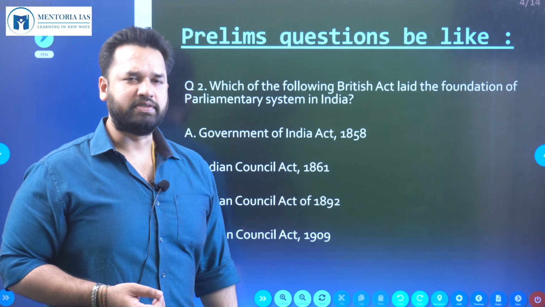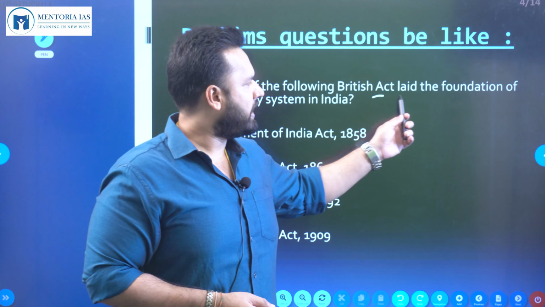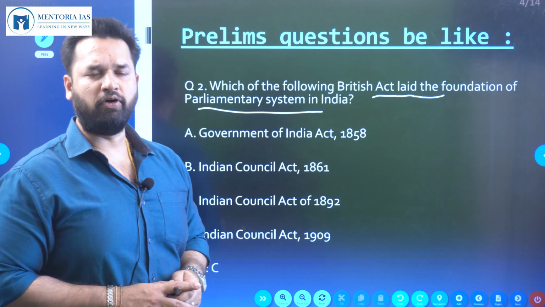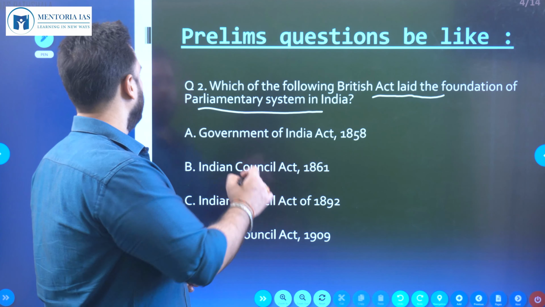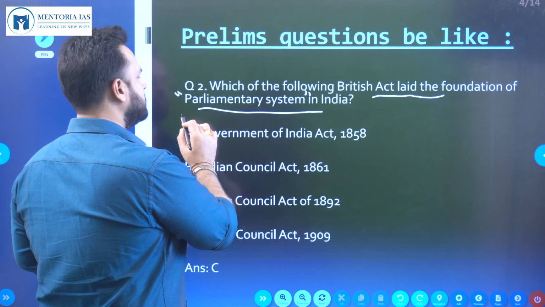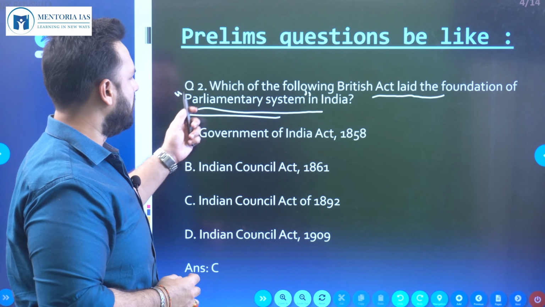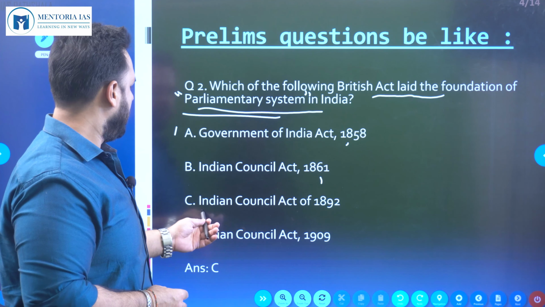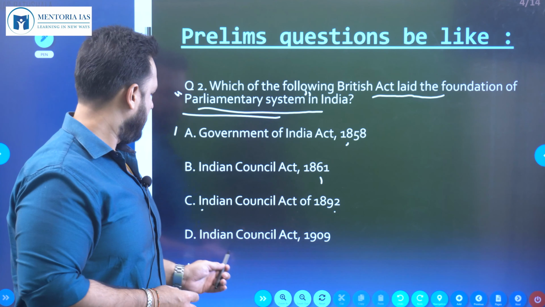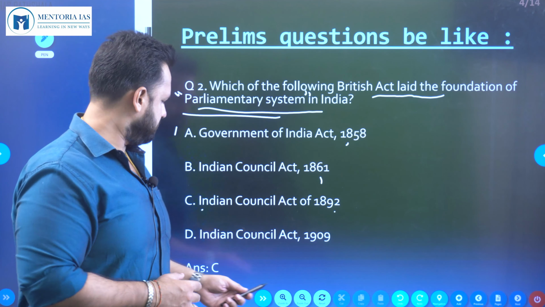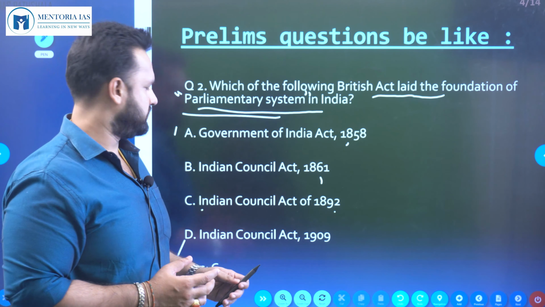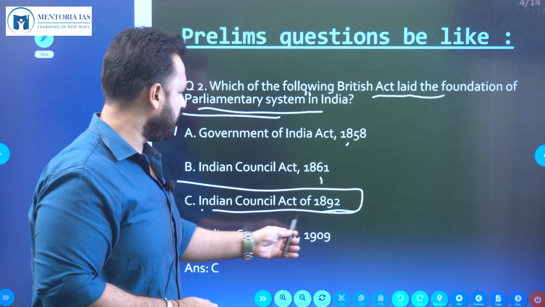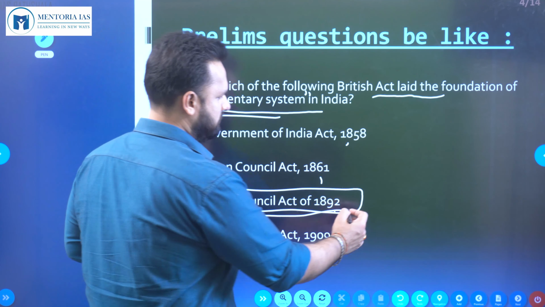Okay, now let us have a look at the second question. Which of the following British acts laid the foundation of the parliamentary system of government? Do we follow a parliamentary system? Yes. Okay, and then which act laid the foundation for this? Option 1, Government of India Act 1858, Indian Council Act 1861, Indian Council Act 1892, and Indian Council Act 1909. The answer is the Indian Council Act 1892, where it was introduced. This you have to remember, this is important: the parliamentary system was started here.